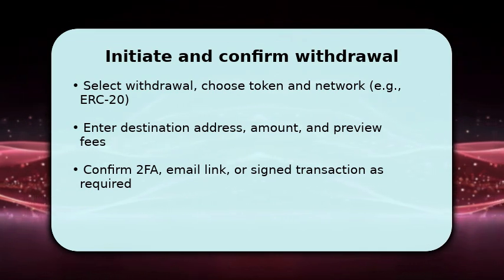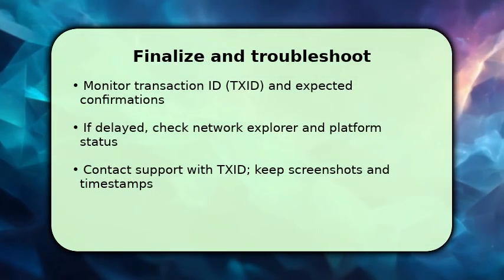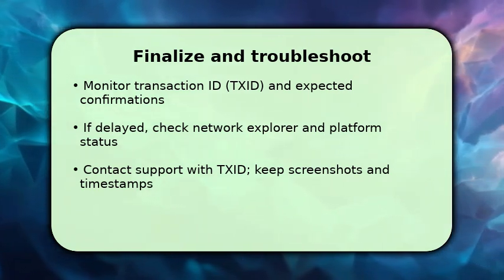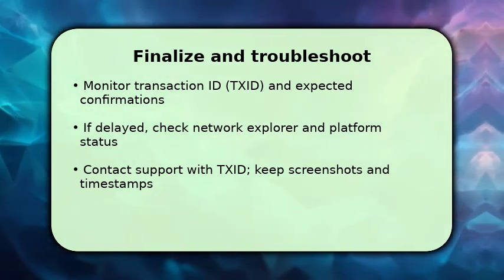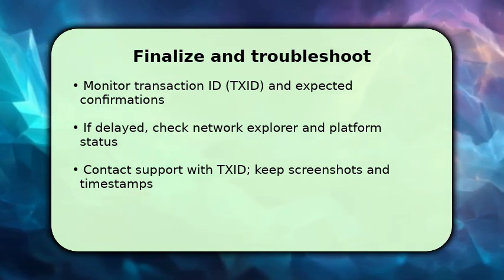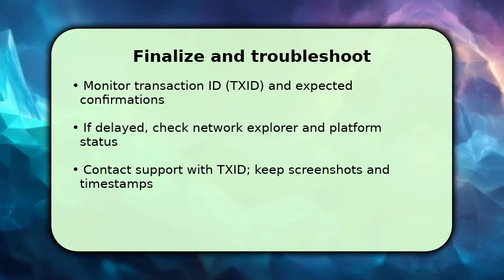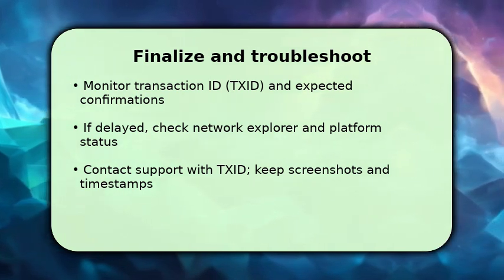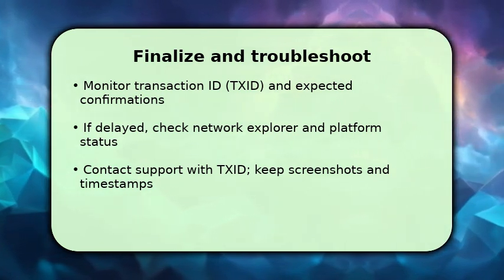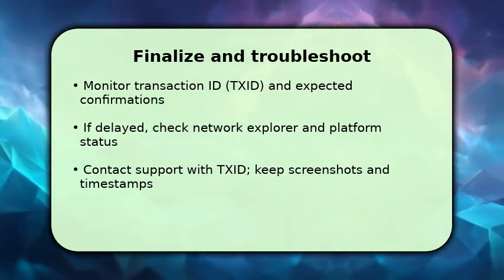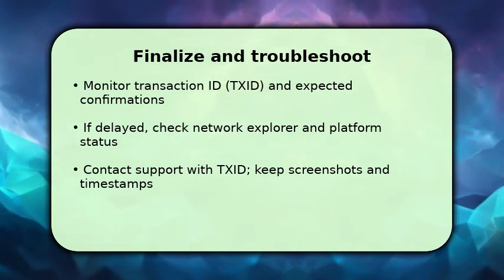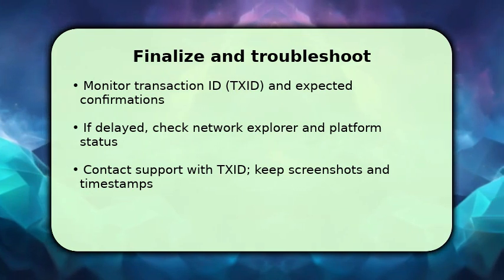You finish by monitoring the transaction ID and the number of confirmations required. This tells you when funds become spendable. If the transfer is delayed, check the Blockchain Explorer for pending or failed status and review Plinko Space's status page for platform-wide issues. If problems persist, contact support immediately with the TXID, screenshots, and timestamps so they can investigate. Keep records of all messages and confirmations. That evidence speeds resolution and protects you if there is an appeal.